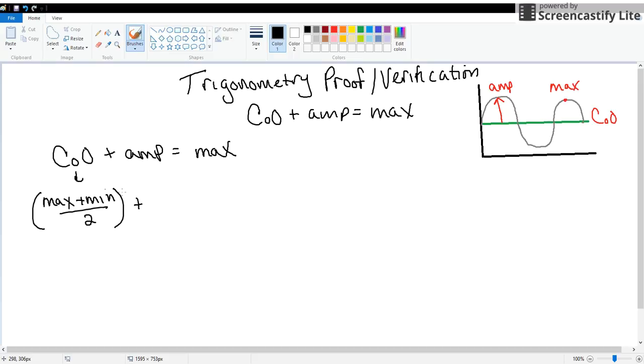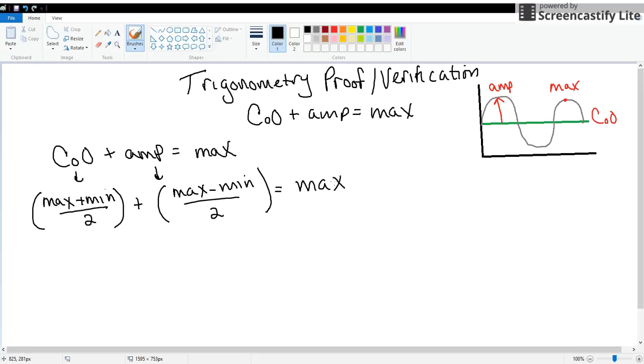So if the amplitude is the distance from the center of oscillation to the maximum or the minimum, then it needs to be half the differential between the maximum and the minimum value. So we could substitute in that amplitude is equal to maximum minus minimum over 2. And we're going to set this equal to the maximum value.